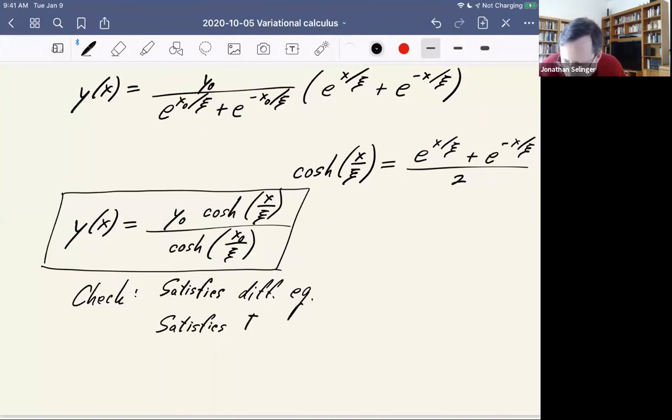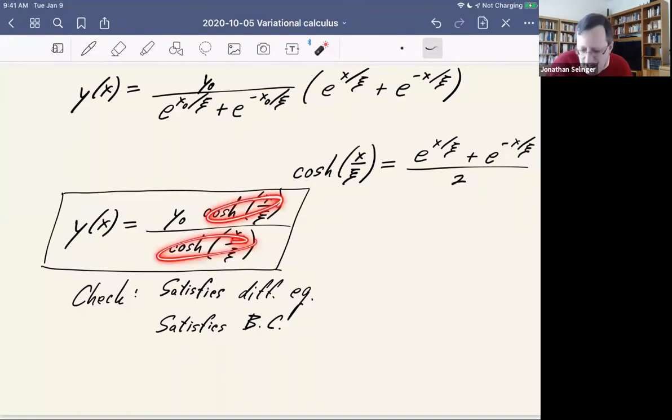We can check that it satisfies the boundary conditions. That is easy in this case if you happen to remember hyperbolic functions, because then you could just plug in x is x0, and the numerator and the denominator cancel, and you just get y0. Or if you remember that the hyperbolic cosine is an even function, then if you plug in x is negative x0, you get the same thing in the numerator, and it cancels the denominator, and you just have y0. Great. What else could you do?